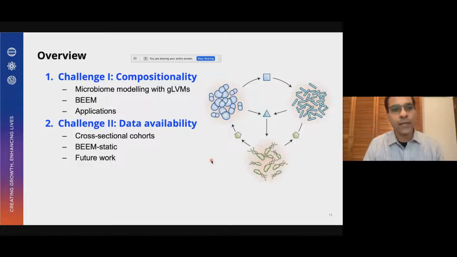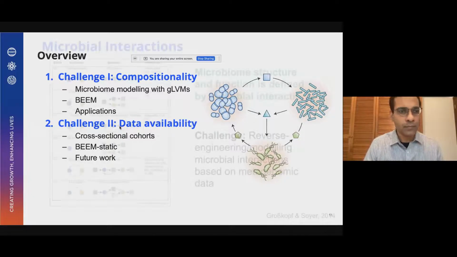The other is really the availability of data. No modeling method can work well if there's not enough data, and so we need to relax some of our assumptions in being able to get enough data for modeling work.